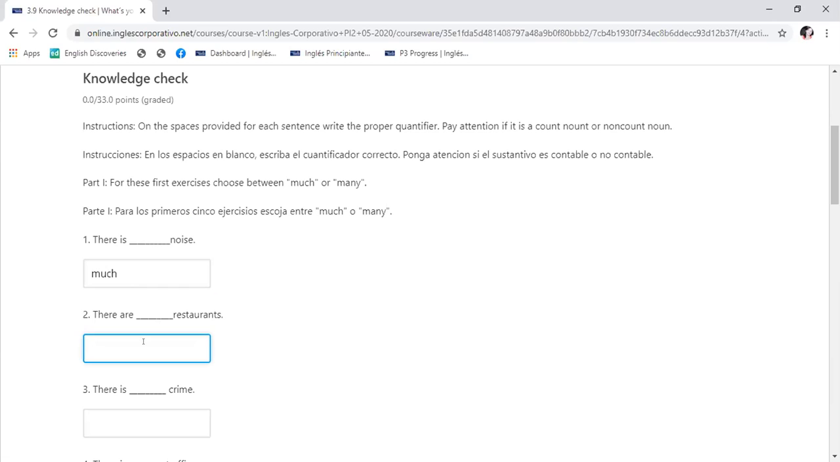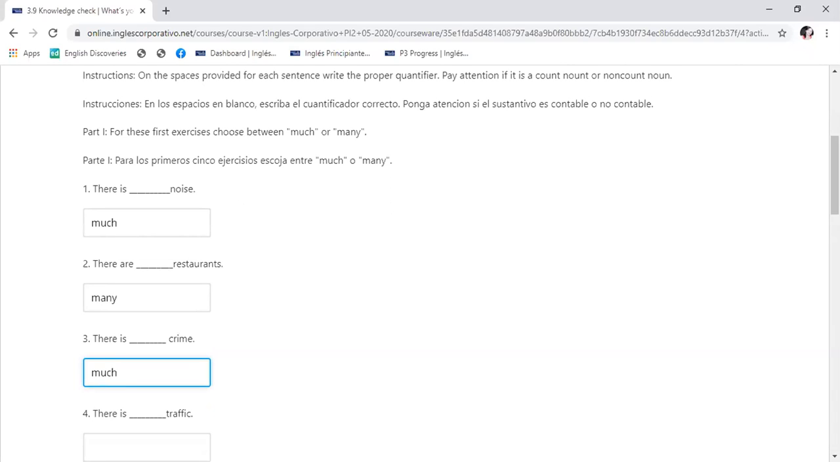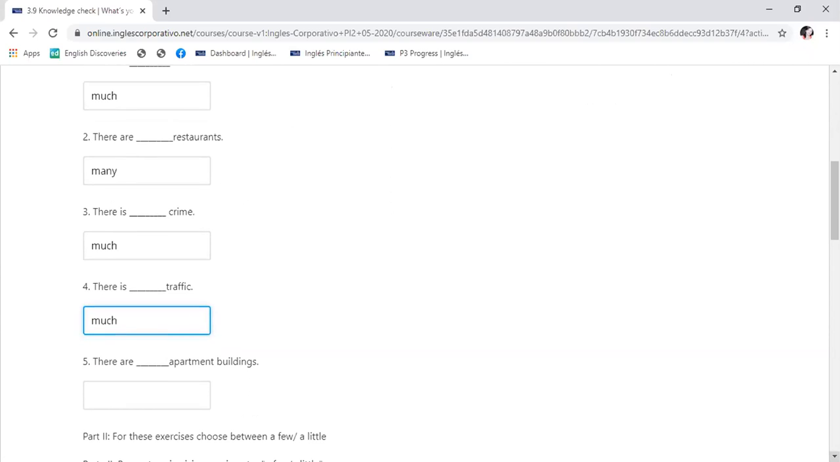There are many restaurants. Many, yes, because it's countable. Correct. If it has a plural, it is many. If not plural, it is much. And look at the other. There is much crime. There is much traffic. Good. Now you understand exactly. Is much, are many. There are many apartment buildings.